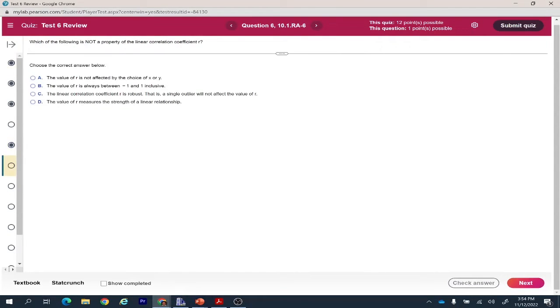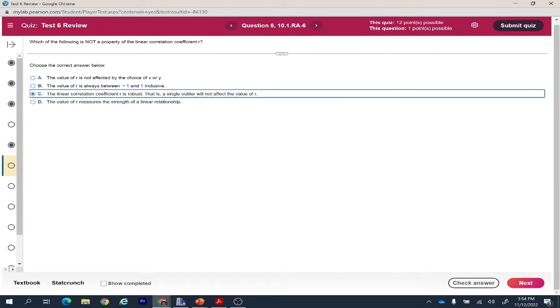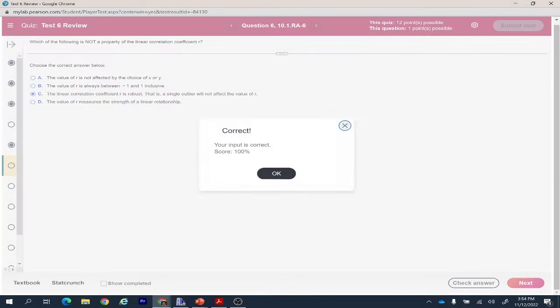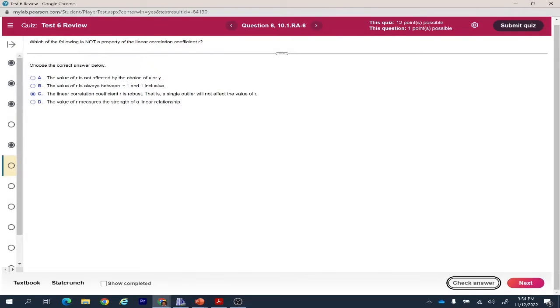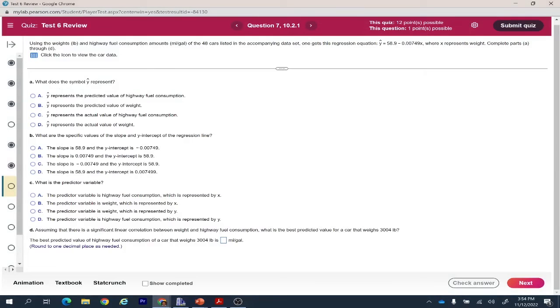Which of the following is not a property of the linear correlation coefficient R? The value of R is not affected by choice of X or Y. This is correct. The value of R is always between -1 and 1 inclusive. That is correct. The linear correlation coefficient R is robust, that is, a single outlier will not affect the value of R. That is not correct. The value of R measures the strength of a linear relationship. So this is not correct. Let's check the answer and go to the next problem.